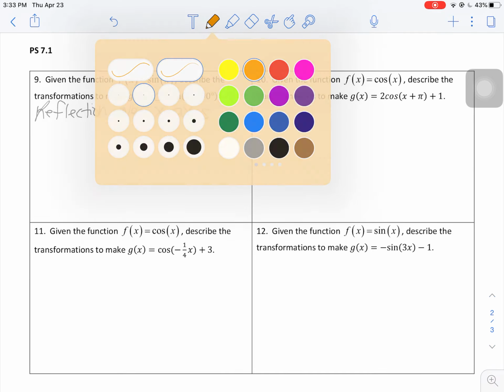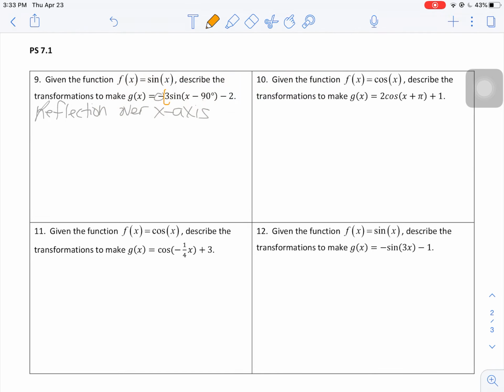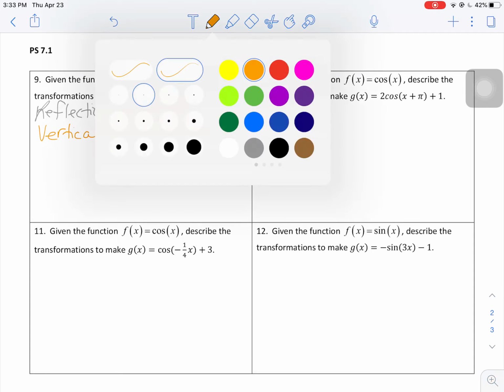The 3 in the front, those are always either your vertical compressions or vertical stretches. So since 3 is greater than 1, it's a vertical stretch. If the number had been in between 0 and 1, it would be a vertical compression. So vertical stretch of 3.